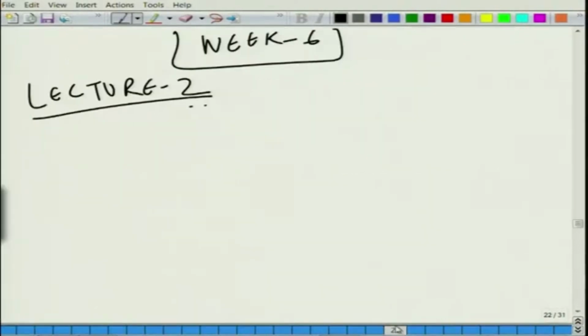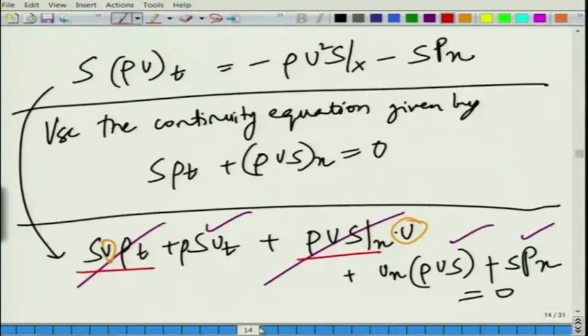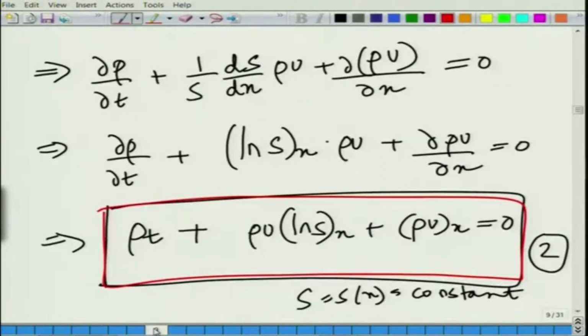This was our lecture 2, but before that, there was something that we must have a look at: rho times del del t of u plus del del x of p. This is the momentum equation, the same as that for the uniform duct, but the continuity equation was a bit different. We could possibly write it in a simpler manner, which is the one highlighted in red color: del del t of rho plus rho u times del del x of log x plus del del x of rho u. So, let us see how we combine these equations.